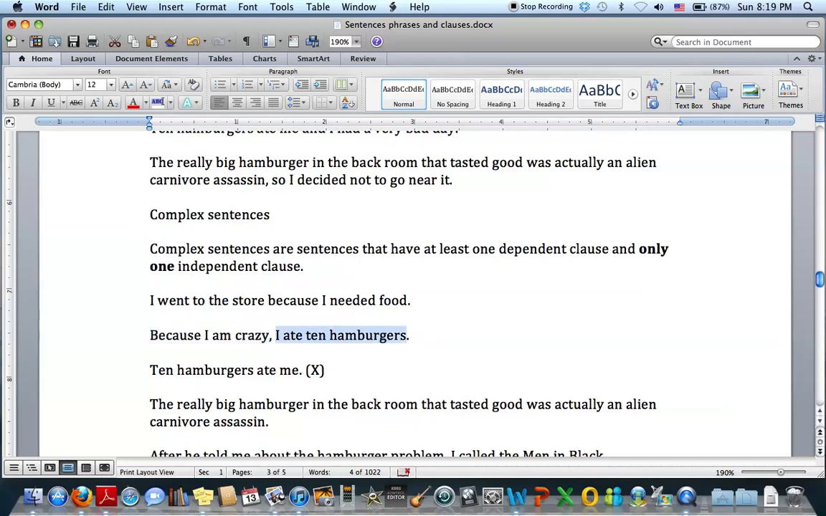Now I could change this a little bit more too, if we wanted to. Here we go. Because I am crazy. Here we have a dependent clause. I ate 10 hamburgers. Independent. And now, although my doctor told me not to, this right here is another dependent clause. So I have two dependent clauses, one independent clause. This is still a complex sentence. Easy enough. Next up, 10 hamburgers ate me. Well, okay, same deal. This doesn't work.